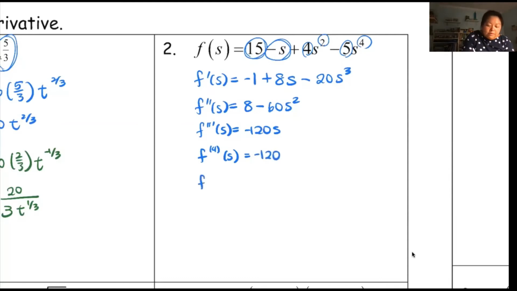And then if you keep going, if you take one more derivative, you'll see the derivative of a constant is 0. So this one takes 5 steps to get to 0. And the trick is to see that your highest power is the fourth power here. You usually need one more step, one more derivative, to get all the way to 0. So if I have something to the 6th power, you will need 7 derivatives to get it to 0.